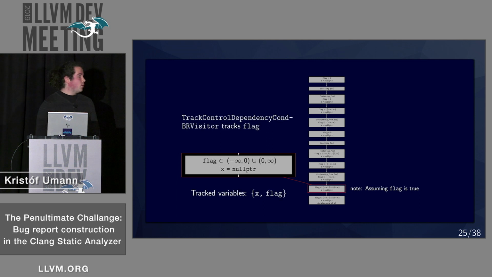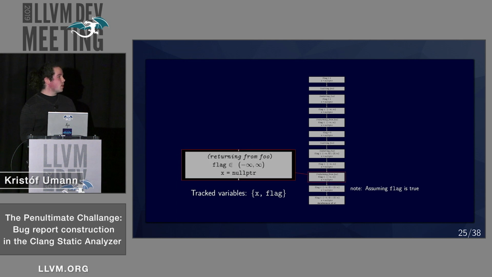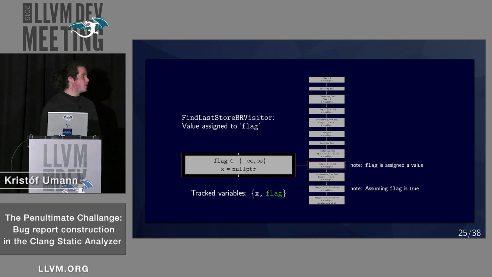Within that same node, control dependency visitor will see that this node is associated with a control flow block that is a control dependency of a point of interest, namely the error node. So it will tell the analyzer to track flag. Moving a little further up, we will find the last store to flag. So find last store visitor will construct the diagnostic message here.